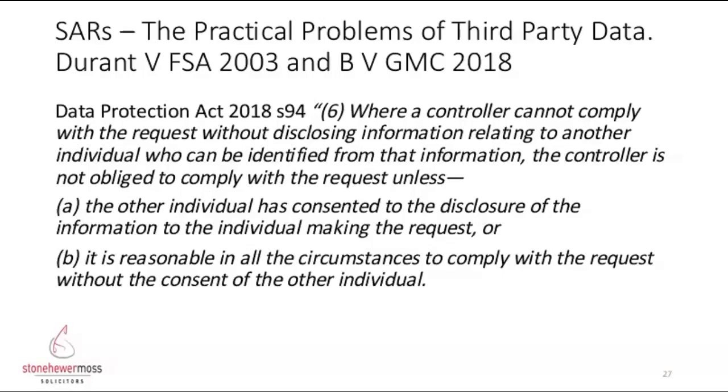It says, well, where a controller can't comply without disclosing the information relating to another individual, the controller is not obliged to comply with the request. Unless, and it's the unless that's the devil in the detail, you can get consent. And if you can't get consent, you have to think, is it reasonable in all the circumstances to comply with the request without the consent of that third-party individual?